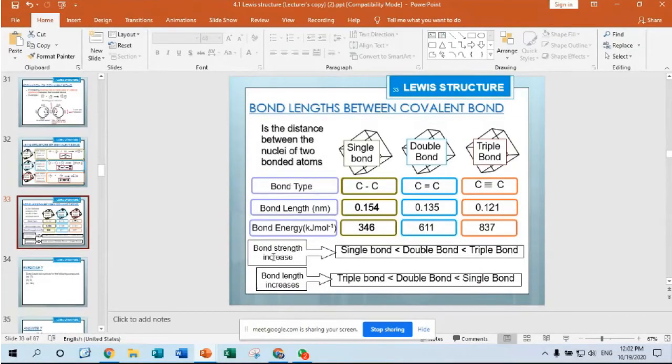So the strongest one is triple bond. Okay, the longest one is single bond. Maksudnya paling kuat triple bond, paling panjang single bond.